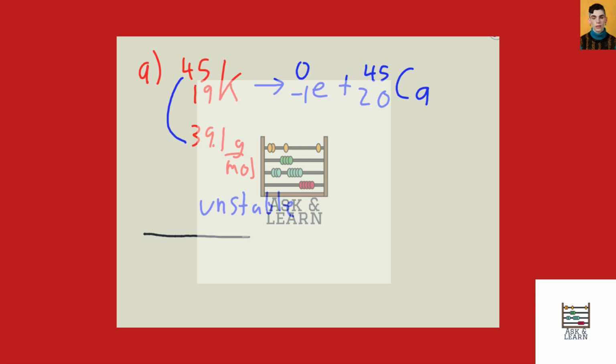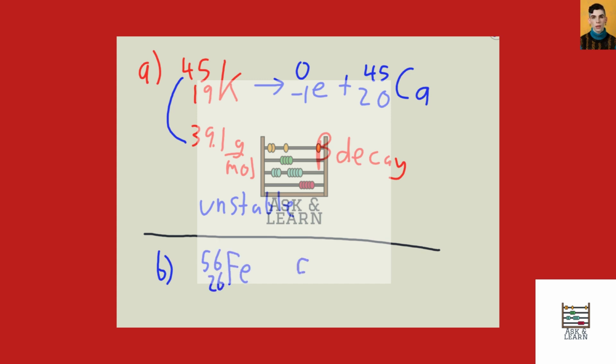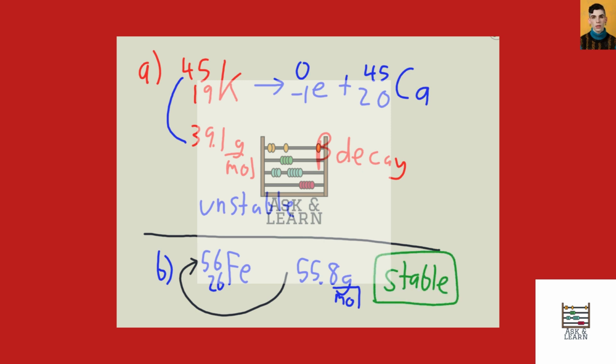The next one we'll look at is an isotope of iron 56. Now, looking at the periodic table, iron already has a molar mass of 55.8 grams per mole, which is pretty much right on this isotopic mass. So, we're going to consider this particular isotope to be stable, whereas the last one, not so much.